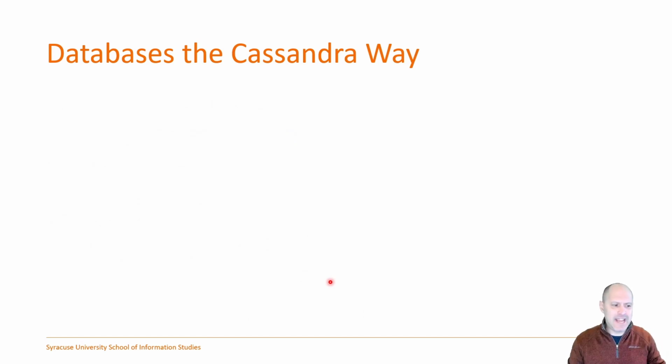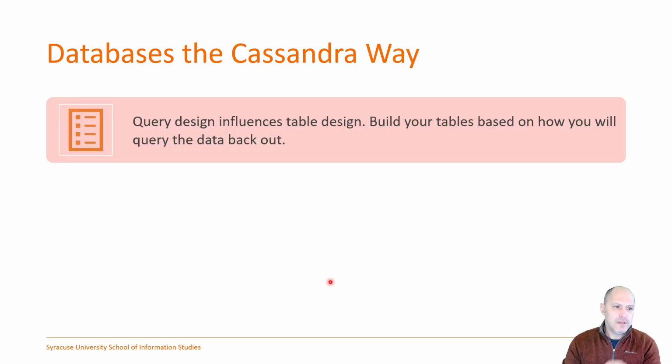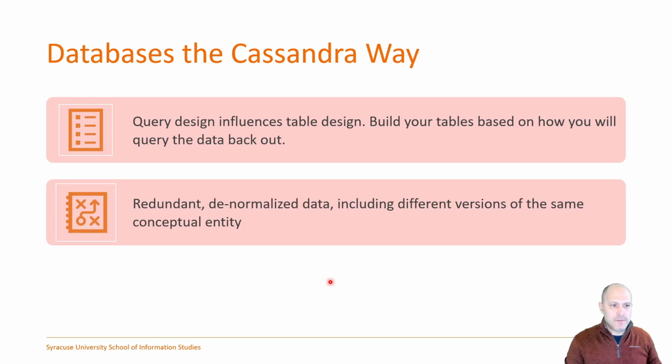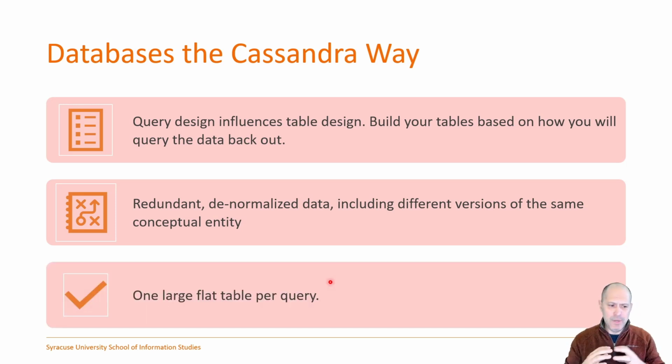So database design is the Cassandra way. How you're going to get the information out governs how you build the database in Cassandra. So again, we're going to have redundant, denormalized data. When you fetch a row, it's going to give you everything you could possibly need to answer that query. And we're going to build this one large flat table.